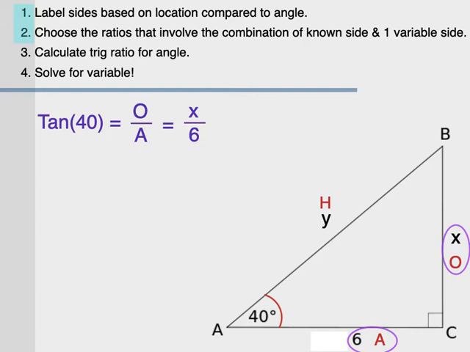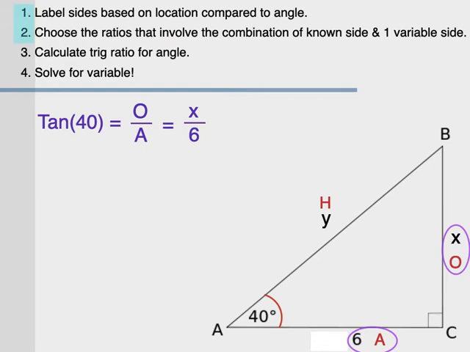We just finished step 2. We chose the ratio tangent. That involved a combination of one known side and one variable side. Now we have our equation. We could do step 3. We can use our scientific calculators to figure out what tan 40 actually is. You know how you have the sin, cos, tan buttons? Click tan, and then type 40 and press enter.